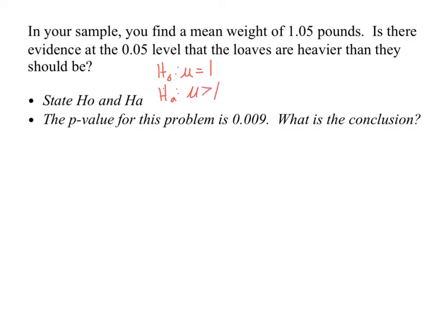Now, the number in both the null and alternative should be the same. The alternative is not making a claim that the new mean is 1.05. It's only making the claim that we have evidence that it's bigger than 1. Besides listing the null and alternative, we should also define our parameter. Mu is the average weight of a loaf of bread.